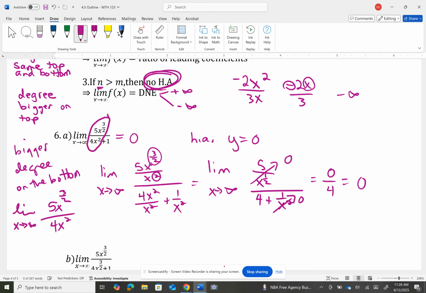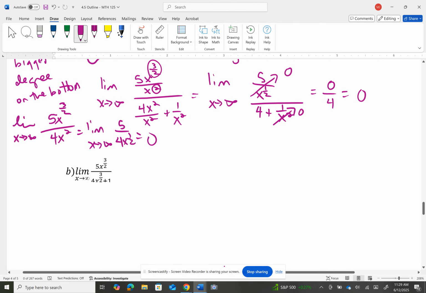And when you do, you see how that is going to leave you with an x to the 1/2 in the bottom? And that's why, I need a limit in there, that's why that would wind up equaling 0. Okay, so let's just use the shortcut. Bigger degree on the bottom, I know the limit's going to be 0. I know it's going to have a horizontal asymptote of y equals 0.